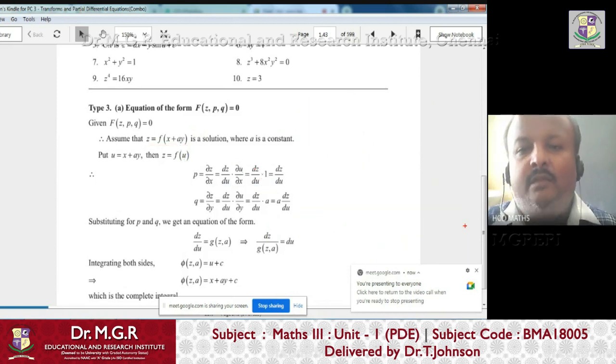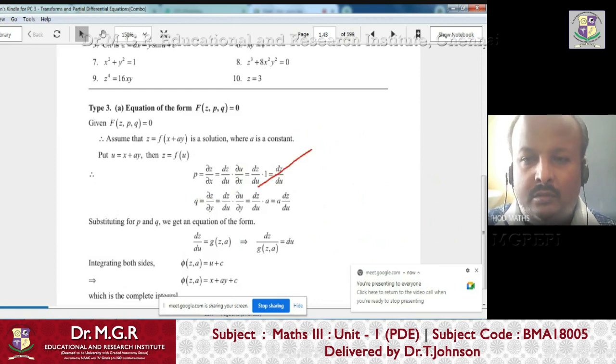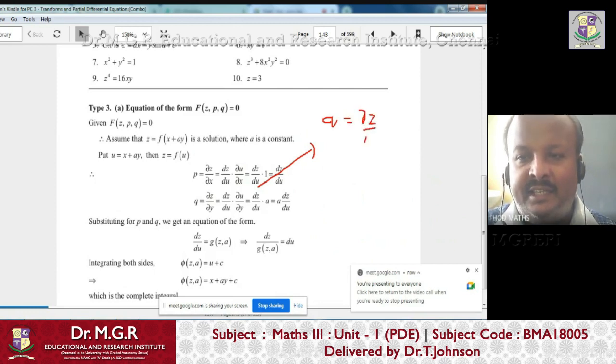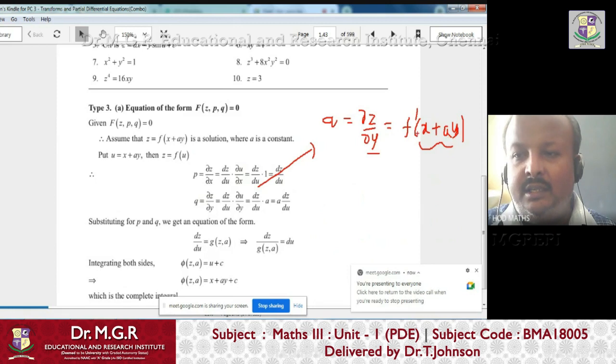Now the same thing we have to do for q. How? Again, q is nothing but ∂z/∂y. But you can't differentiate the right hand side with respect to y directly. You have to differentiate only with respect to u. So with respect to u means that is f'(u), otherwise f'(x + ay). And then whatever is inside this, you can differentiate with respect to y. If you differentiate x with respect to y, x is like a constant, so 0. And if you differentiate ay, it becomes a.